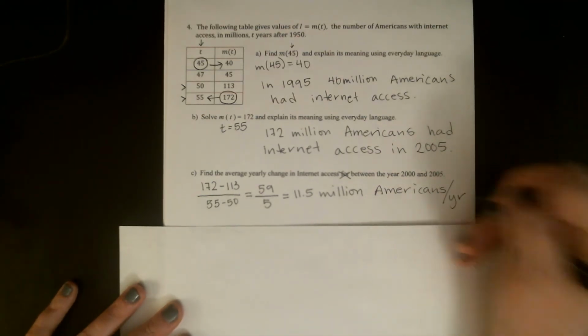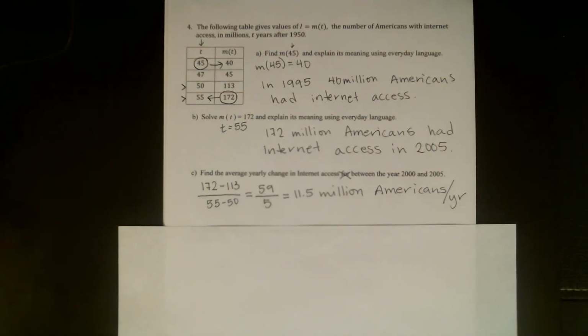per year. Okay, so again, I don't expect this to be spot on, and there's nothing in the directions that say I have to explain using everyday language, but you should always include some sort of units that show me that you made sense of what this means. So basically, this is telling me that during the 5-year time period from 2000 to 2005, the number of Americans with internet access increased by 11.5 million per year on average. That would be my full interpretation, but just units are good enough based on the way this is worded.